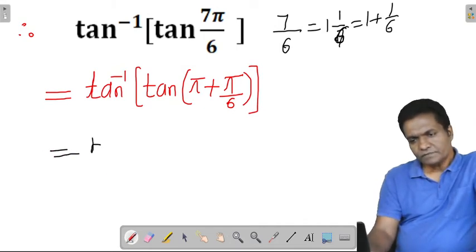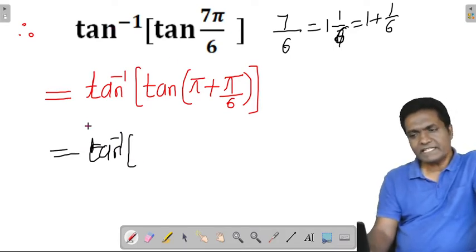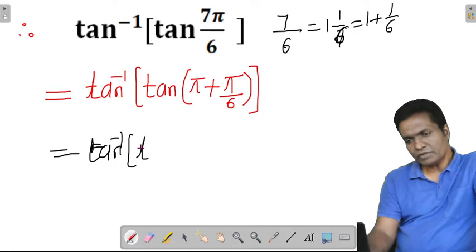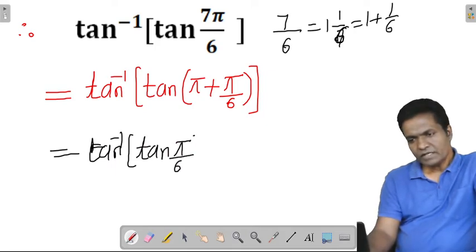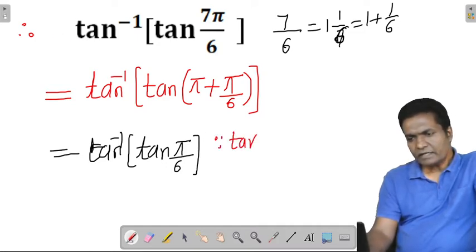Further, tan inverse of tan of pi plus theta is tan theta. You must know this. Please make note of this: tan of pi plus theta is tan theta.